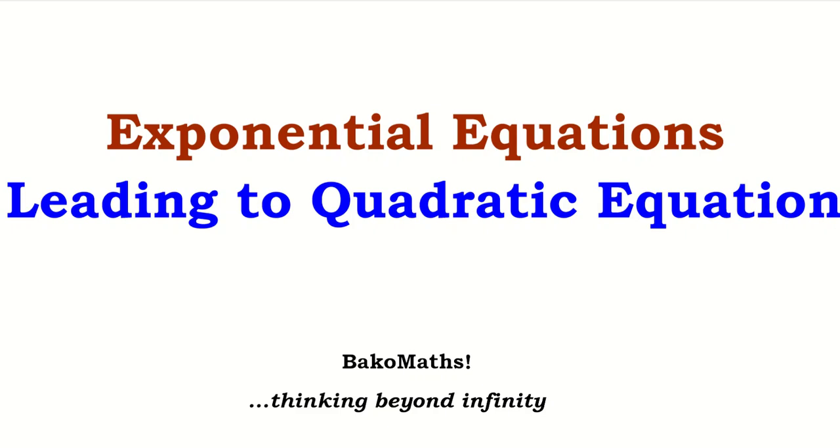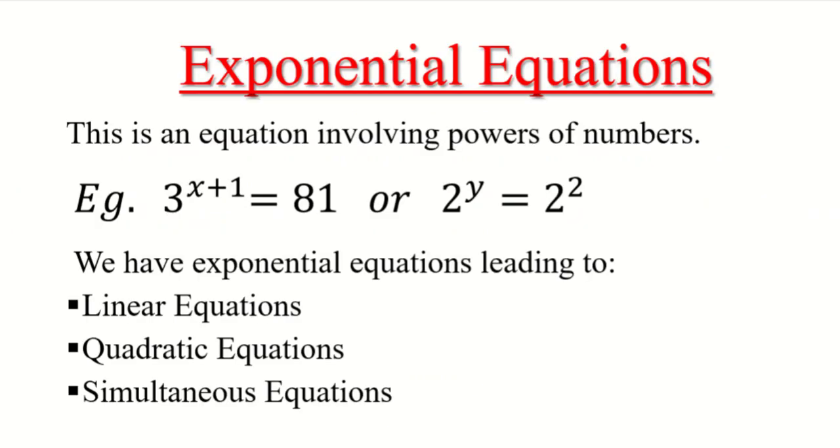Let's get started. We start with the meaning of exponential equation: it is an equation involving powers of numbers. For example, we can talk of 3 exponent x plus 1, which is equal to 81, or 2 exponent y, which is equal to 2 exponent 2. An equation of this form can be termed an exponential equation. We have exponential equations leading to 1, linear equations, 2, quadratic equation, and 3, simultaneous equation. But this video is going to focus on exponential equation leading to quadratic equation. So let's set the ball rolling.